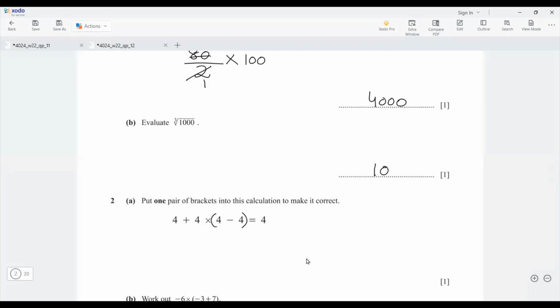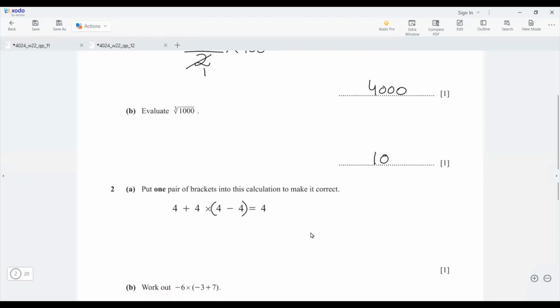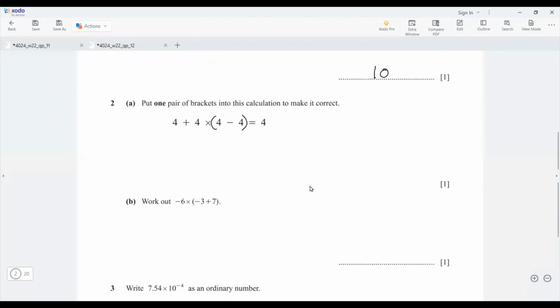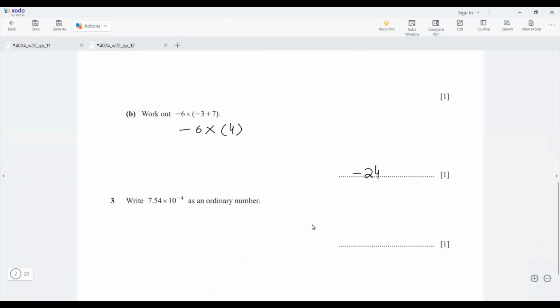I hope this is not that difficult a question. Going to the next one, we have to work out this expression, so we solve the brackets first. Minus 3 plus 7 is plus 4. So minus 6 times plus 4. What's the answer? Simple multiplication. 6 times 4 is 24, but there is a negative sign, so the result is negative. It is worth 1 mark, so do it quite easily.